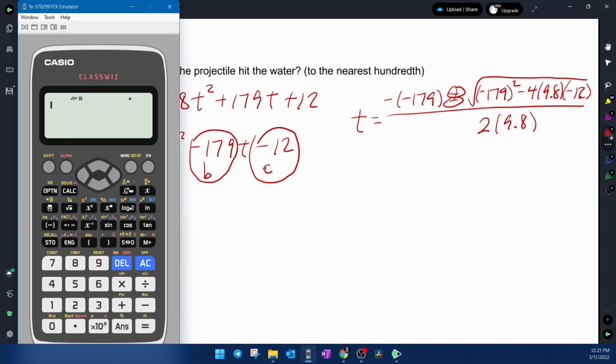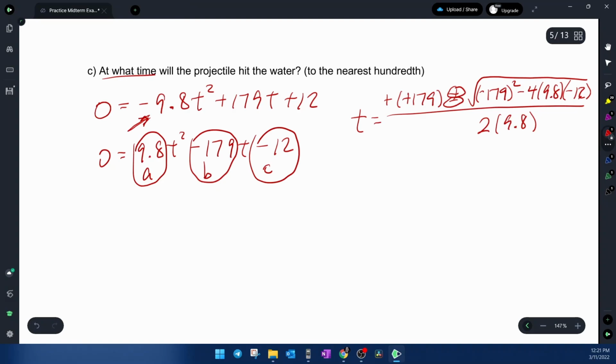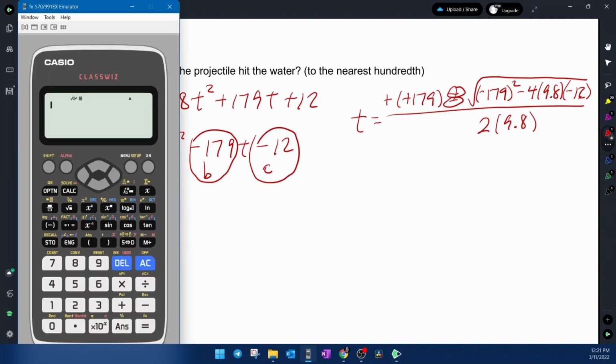All right, so first thing I notice is that a negative and a negative here make a plus, so I'm going to go ahead and make that a plus. As a fraction, that would be 179. We're doing the plus first, plus the square root of, parentheses, negative 179 quantity squared, minus 4 times 9.8 times negative 12. Notice I can just use the times symbol in the calculator rather than parentheses. But if you want to use the parentheses like I have it written, that would work too.